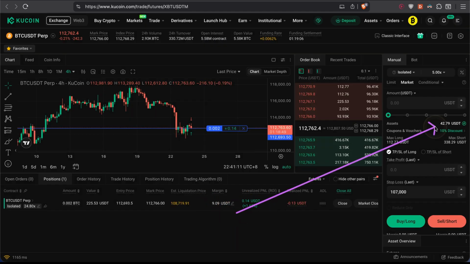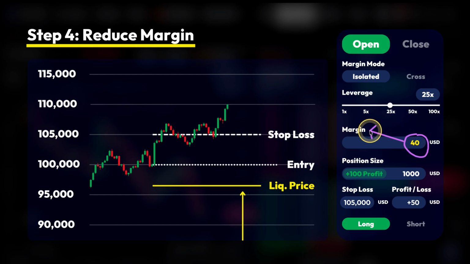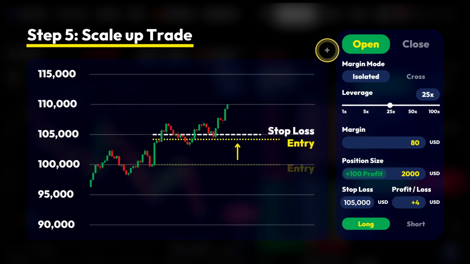As you can see right here, we now have our capital back available. We can now use this freed up capital, for example, to open further trades or to even further increase this trade. And that brings us to step 5, which is to scale up the trade.